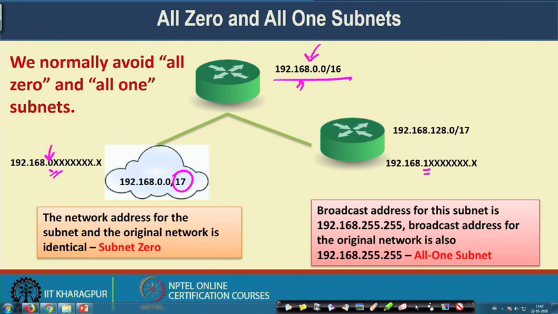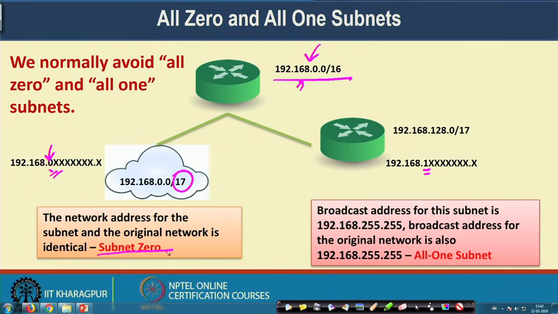And that is why we normally refrain from using the all 0 subnet. If you are using the all 0 subnet, we call it subnet 0. Then you may have a problem: the subnet IP becomes equal to the original network IP.